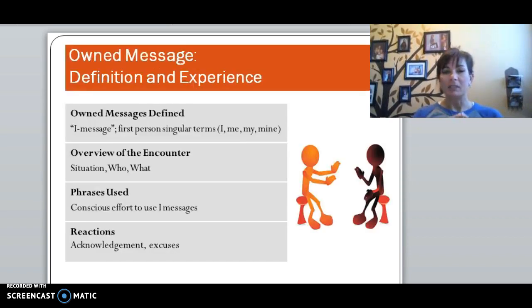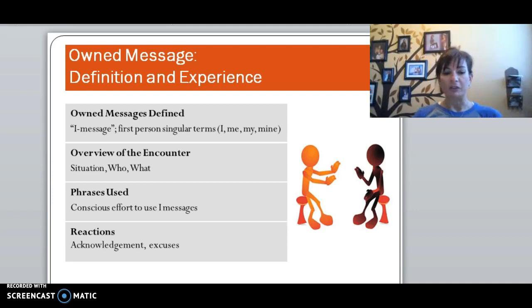So, as documented in Communicating Effectively by Hybels and Weaver, owned messages are I messages, and they are an acknowledgement of subjectivity by a message sender through the use of first-person singular terms like I, me, my, and mine.